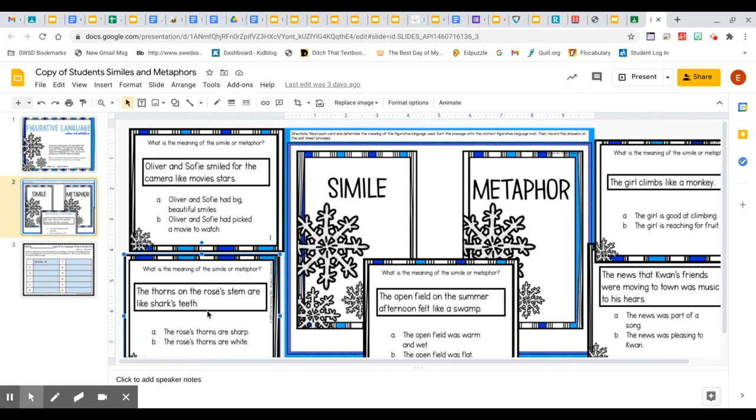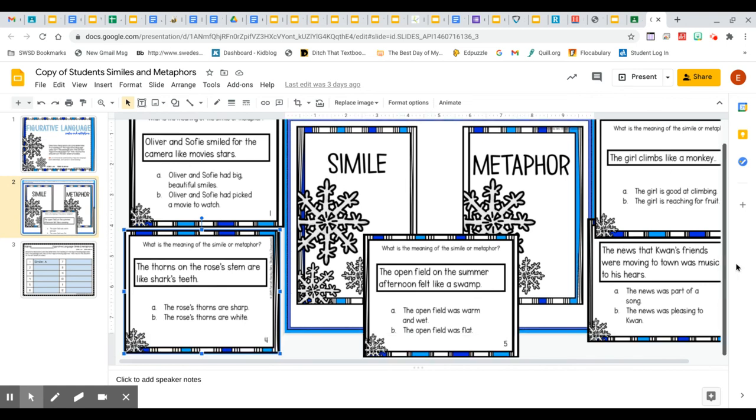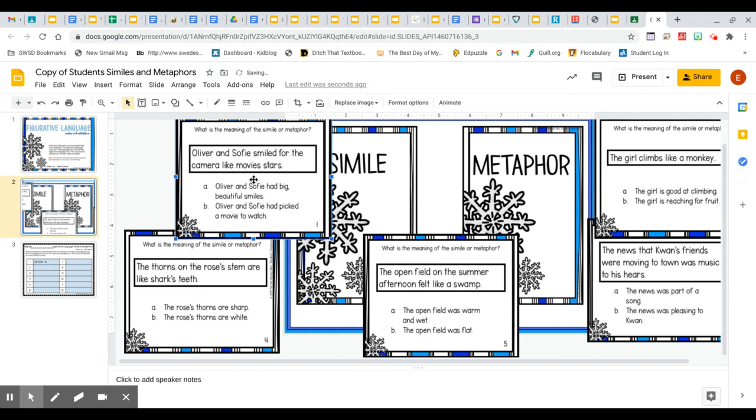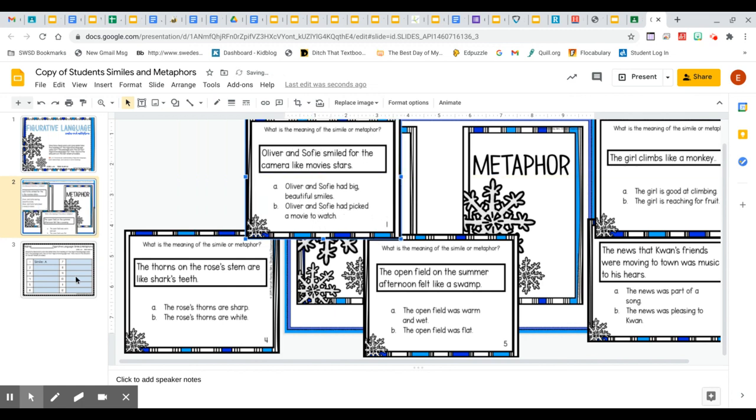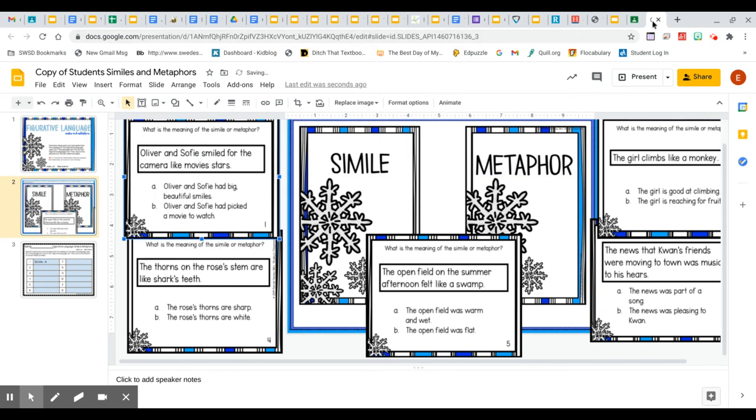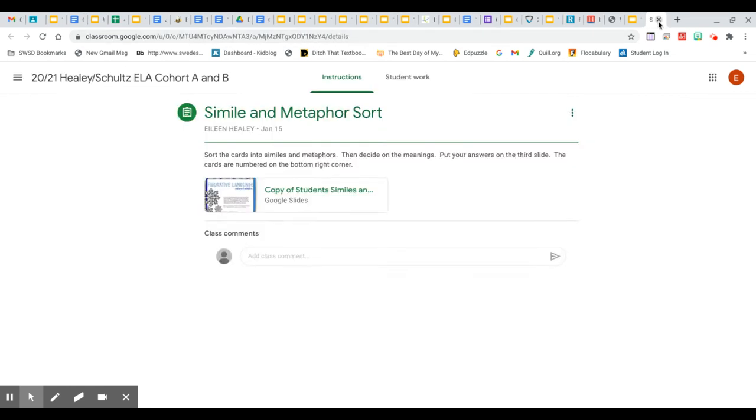You'll click on all of the cards. You may have to move things around a little bit to see everything. There's a lot of them. So that goes with similes. All right, and you're going to fill in the answers for all of these. If you have any questions, reach out to us. I know this is harder when you're doing it on your own. Just do the best that you can.